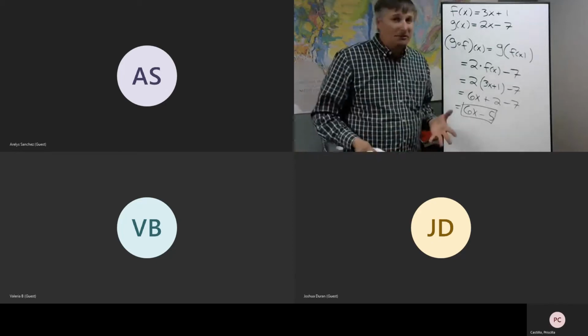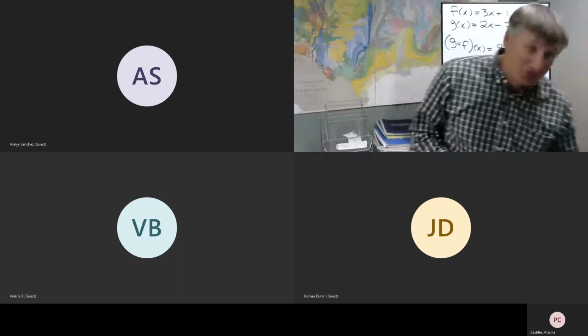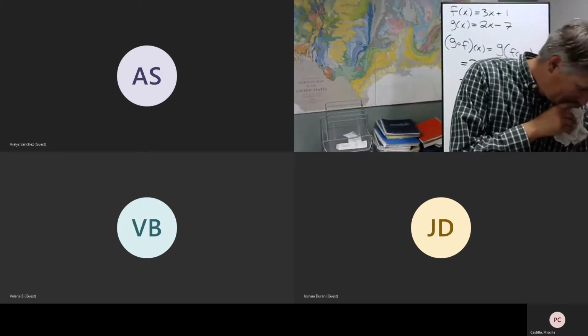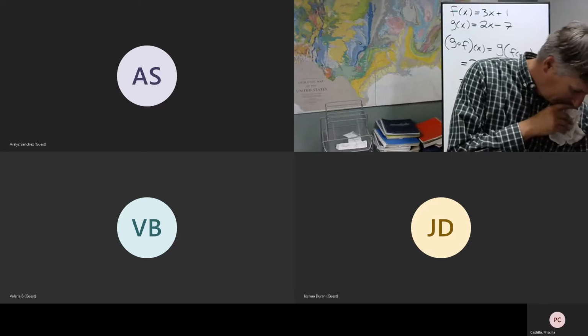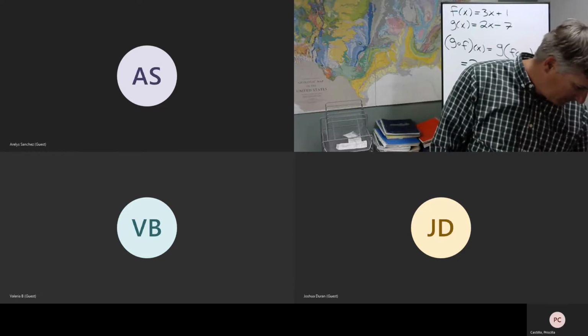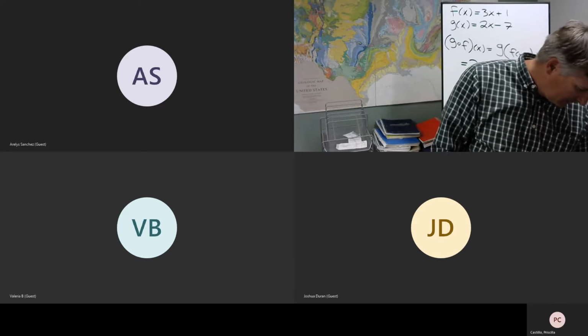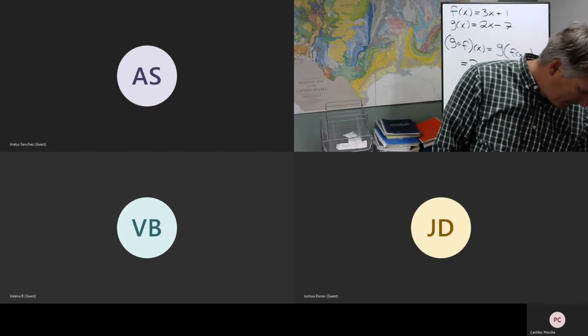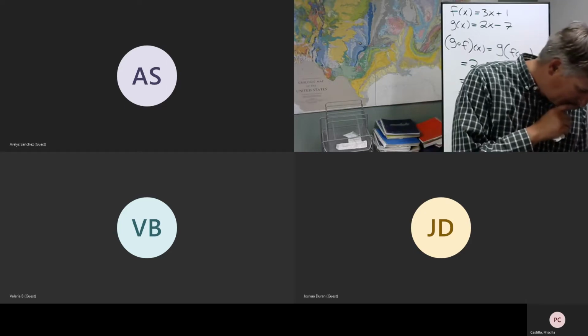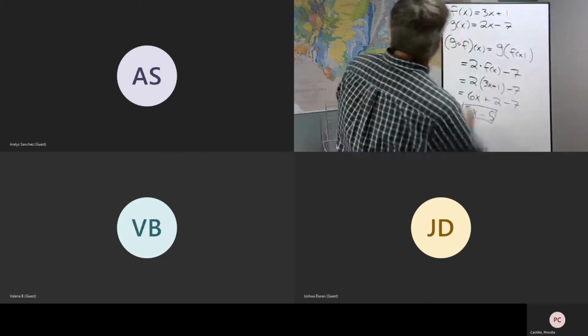So any questions about that? That's pretty much 2.3. I do want to do one other example though. I want to do a tricky domain one. So let's say we have this.